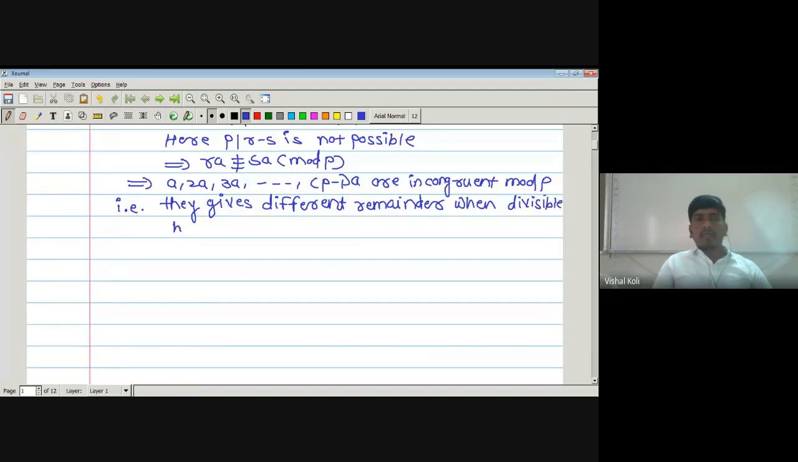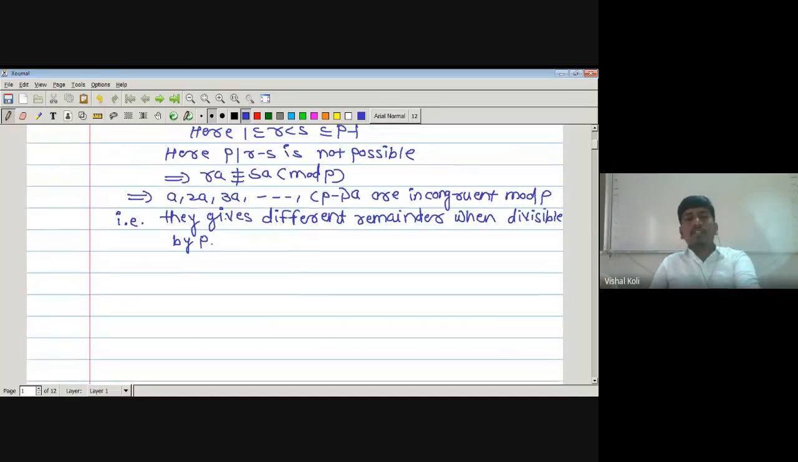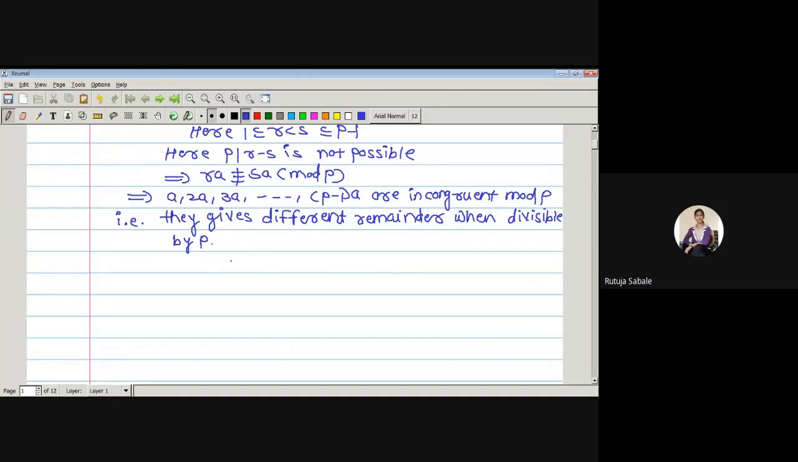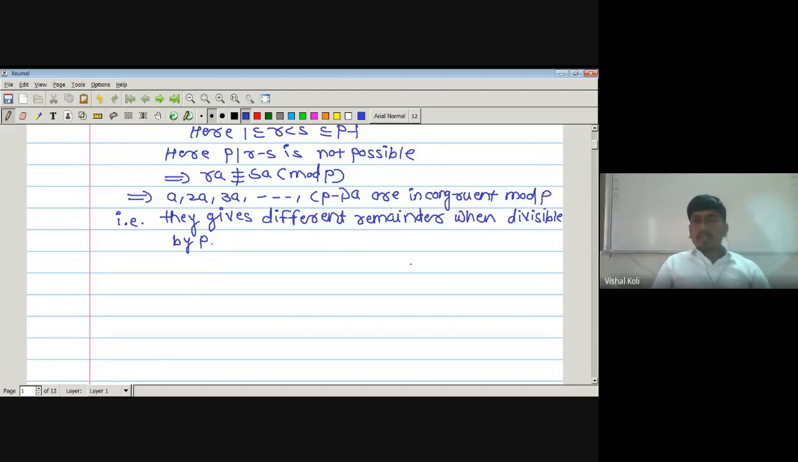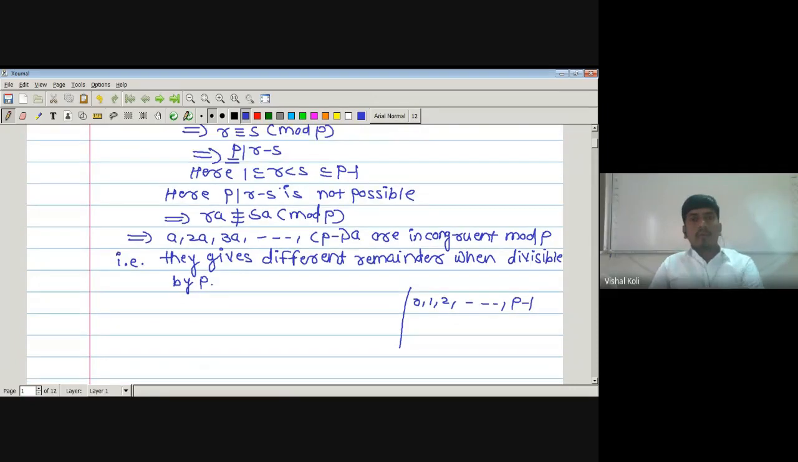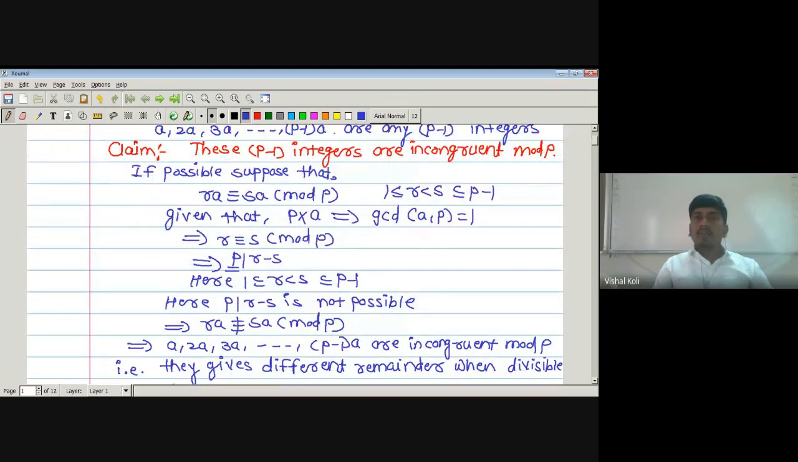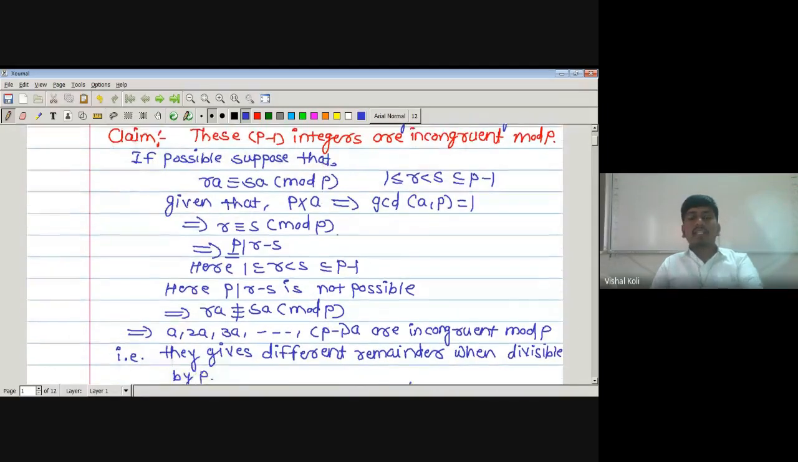Okay, now suppose any integer is divided by P, then what are the possibilities for its remainder? 0 to P minus 1. That is, there are P possibilities, 0, 1, 2 up to so on P minus 1. Now here we have proved that A, 2A, 3A up to so on P minus 1A are the integers which are incongruent modulo P, and given that P does not divide A, then is it possible that any integer is divisible by P? As here any integer is not divisible by P means the remainder equal to 0 is not possible.